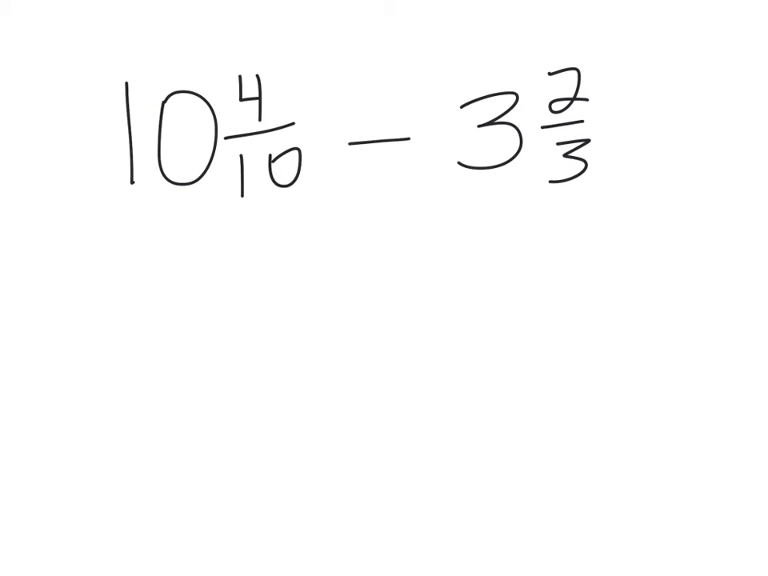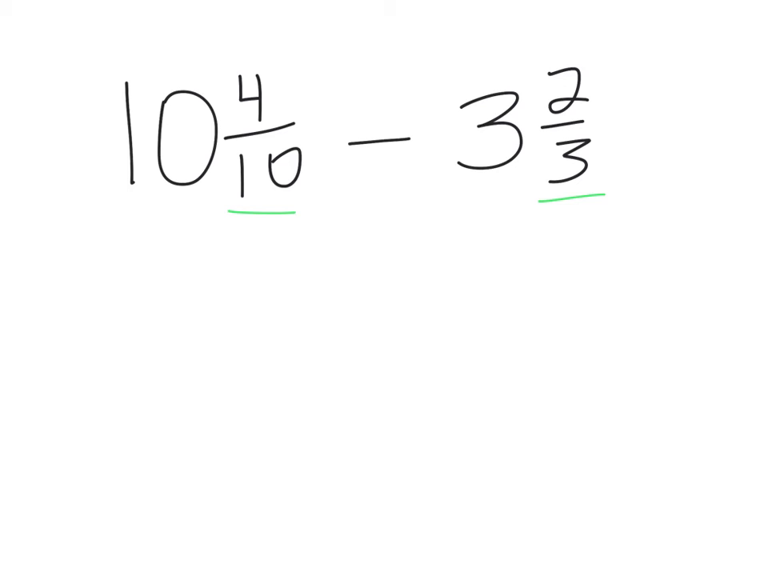Okay, let's look at this next problem here. So this problem, before I even start it, I see that it is mixed numbers. I see that it's subtraction. So my eyes automatically go to the fractions. 2 thirds is almost a whole. 4 tenths, that's less than a half because 5 tenths is a half. So I'm thinking this is a renaming problem.